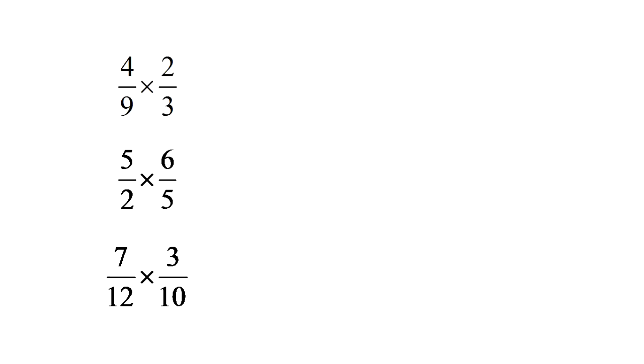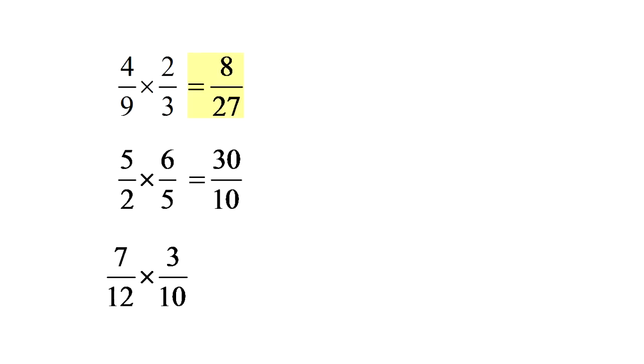You're going to see these are really straightforward. It's literally multiply straight across. I don't even know another way to say it. So 4 over 9 times 2/3, 4 times 2 is 8, 9 times 3 is 27. The next one, 5 over 2 times 6 over 5. 5 times 6 is 30, 2 times 5 is 10.